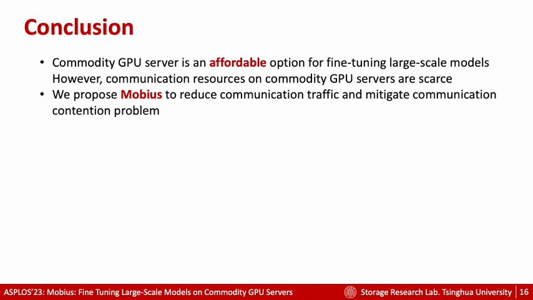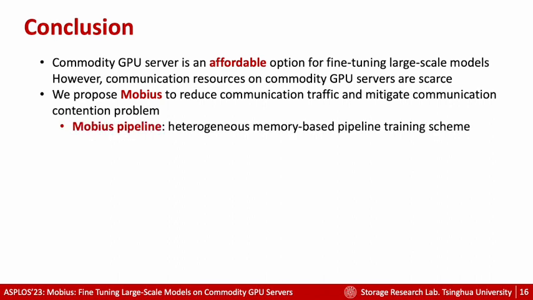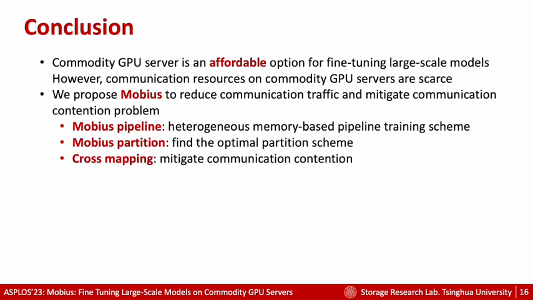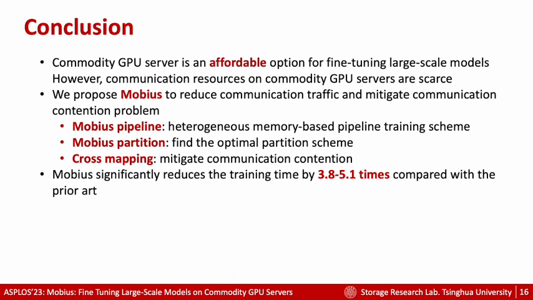In Mobius, we use a heterogeneous memory-based pipeline training scheme to enable larger model training. To enhance the Mobius Pipeline, we propose Mobius Partition to find the optimal partition scheme and the cross-mapping to mitigate communication contention. From the evaluation, Mobius significantly reduces the training time by 3.8 times to 5.1 times compared with prior art.